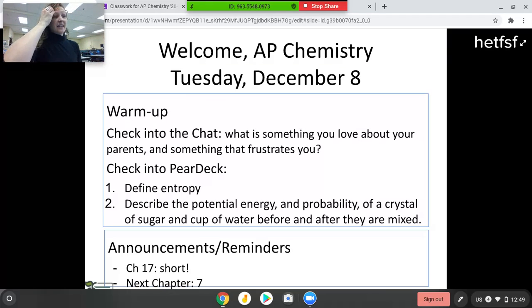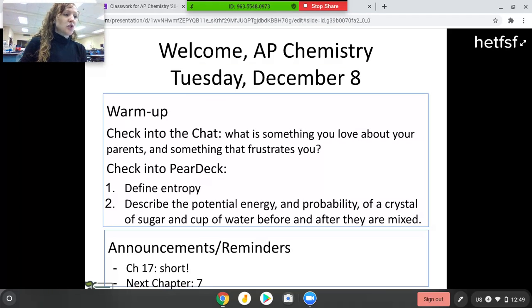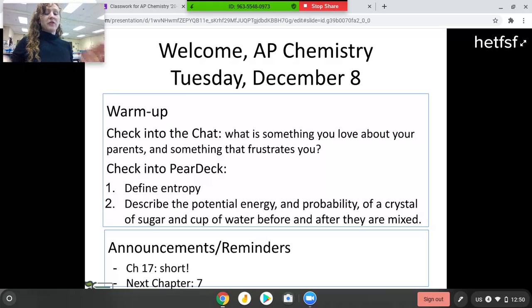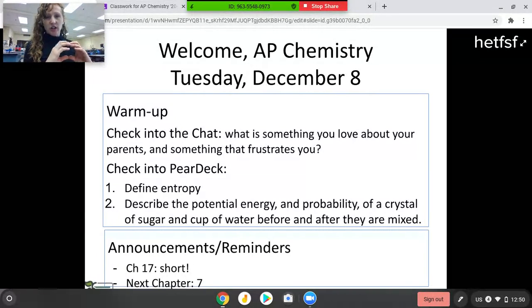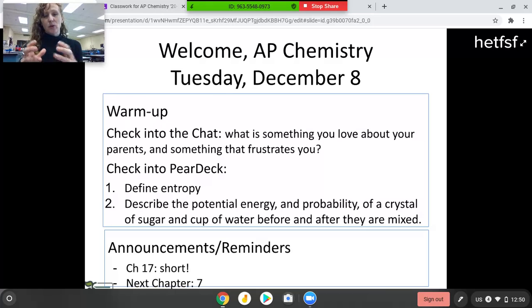Okay. Second part of the warm-up. Describe the potential energy and positional probability of a crystal of sugar and a cup of water before and after they're mixed. Okay, so before they're mixed, you have a crystalline structure of sugar, and you have a glass or a beaker of liquid water.